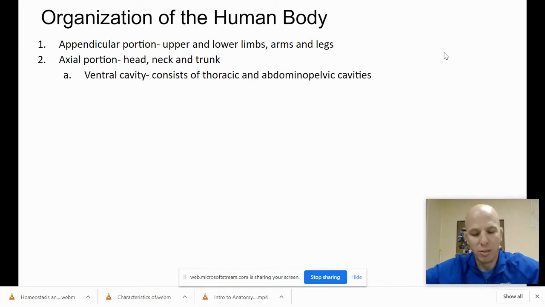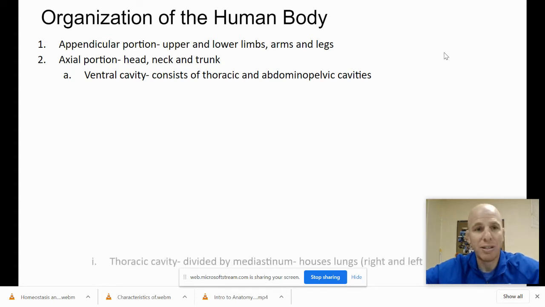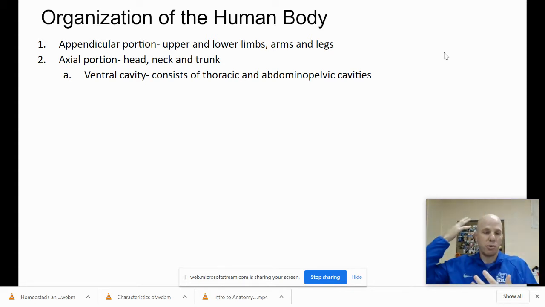Within each of these cavities is a bunch of stuff. So first and foremost, I can look at ventral and then dorsal cavities. Ventral meaning towards the front, dorsal meaning towards the back of my body. The two main ventral cavities that we're going to look at are the thoracic and the abdominopelvic cavities.